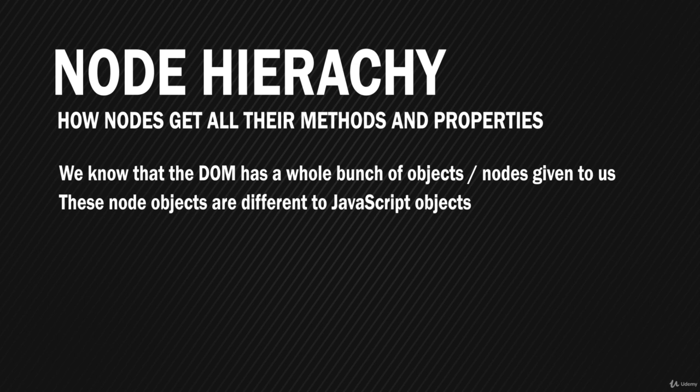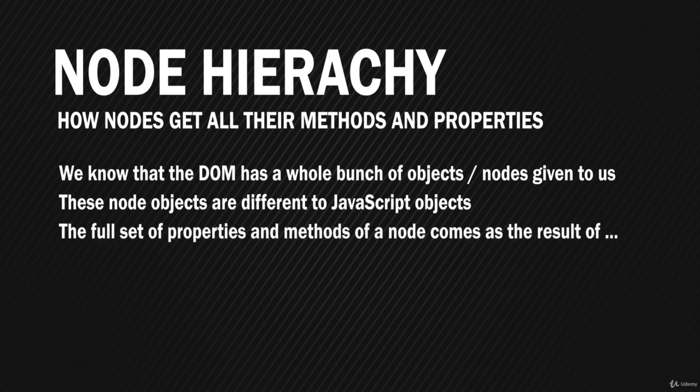And going forward, I want to concentrate now only on the host node objects. Although a lot of these concepts that we're going to be talking about will equally apply to JavaScript native objects. Okay, so what is the starting point? What do we need to learn? Well, the full set of properties and methods of a node comes as the result of something known as inheritance.